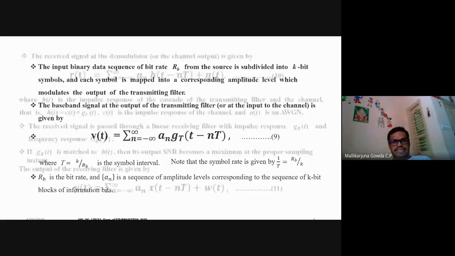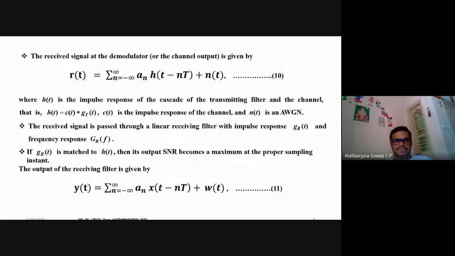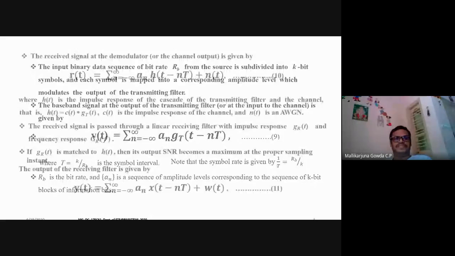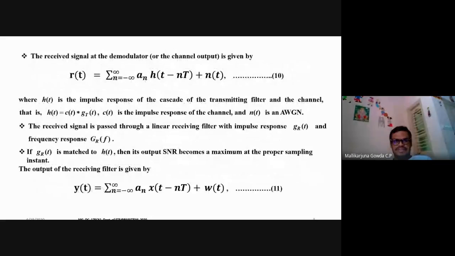Okay, this is the output of the transmitting filter. Next, I'm talking about the received signal. I said the received signal at the demodulator, that is the output of the channel, is given as r(t). So which is equal to what?